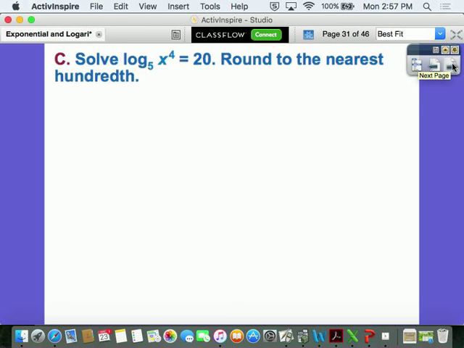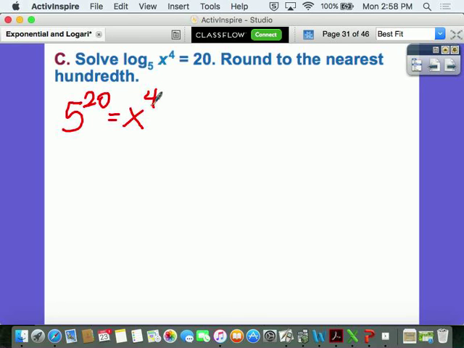We're going to solve log base 5 of x to the 4th equals 20. We're going to round to the nearest hundredth. We could definitely put it in exponential form. It's going to be 5 to the 20th equals x to the 4th. And whoo, good thing this says round, because 5 to the 20th, that is huge. But when I solve for x, what are we going to do?